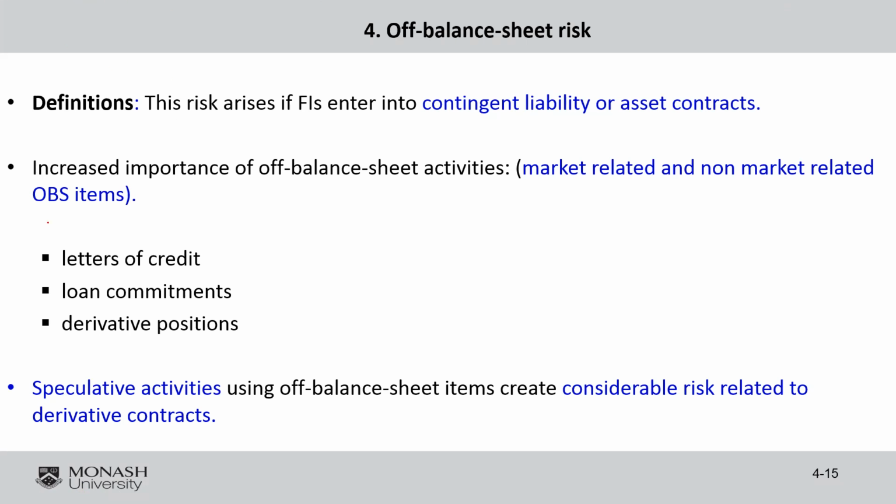So it's not recorded because it's not liability and asset, but rather they are promises. So we call them contingent liabilities or asset contracts. And they can be connected. We will talk about this in detail in week 10, but we are talking here about the market-related and non-market-related types of off-balance sheet.